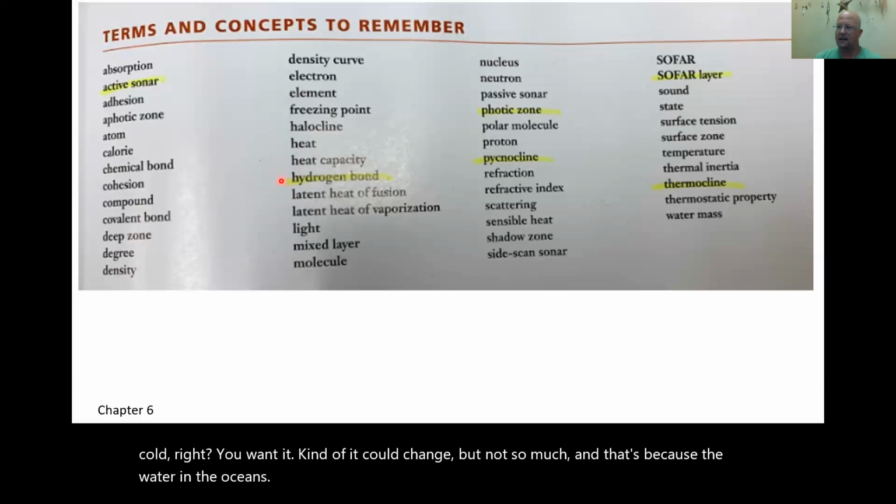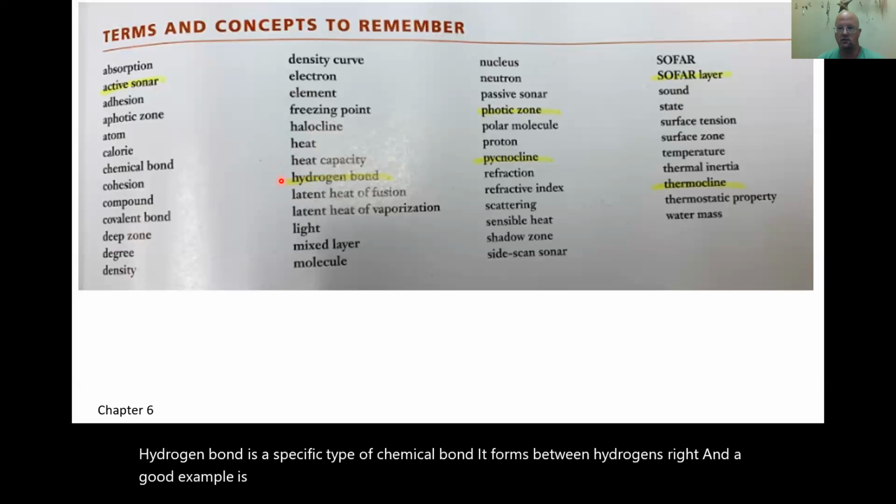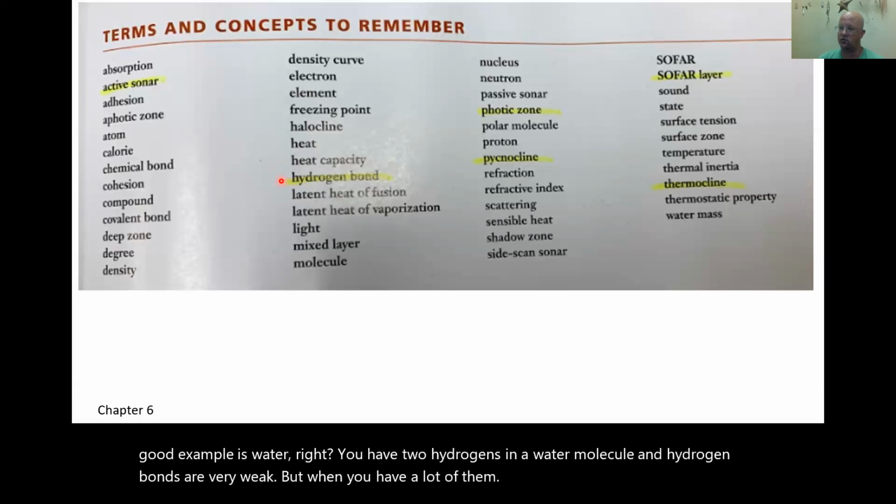Hydrogen bond is a specific type of chemical bond. It forms between hydrogens, right? And a good example is water, right? You have two hydrogens in a water molecule, and hydrogen bonds are very weak, but when you have a lot of them together, they're very strong.